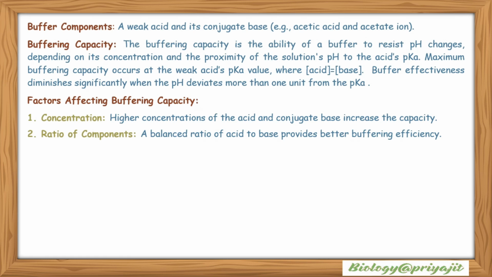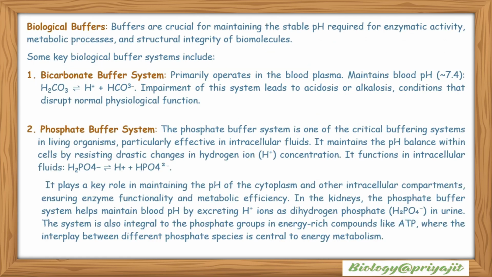Factors affecting buffering capacity: concentration. Higher concentration of the acid and conjugate base increases the capacity. Ratio of components: we know that a balanced ratio of acid to base provides better buffering efficiency.